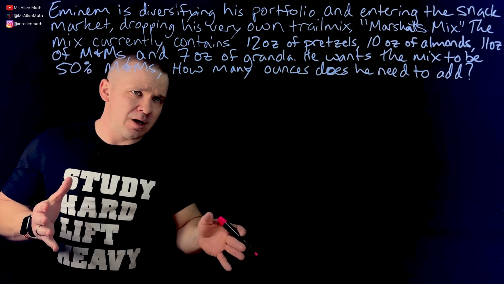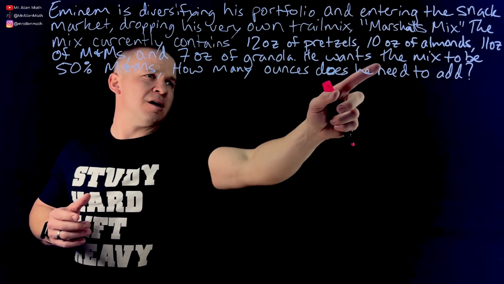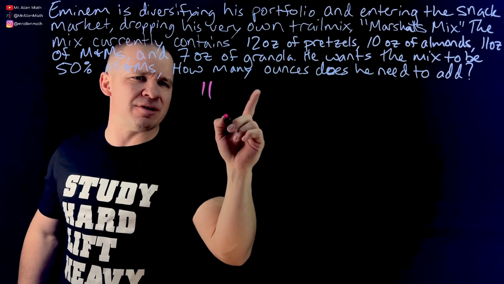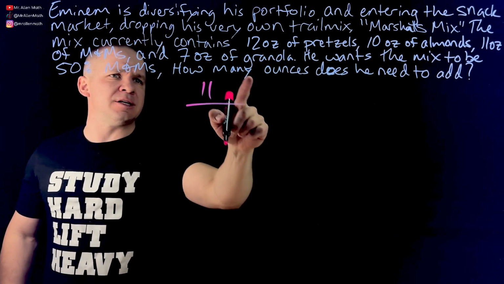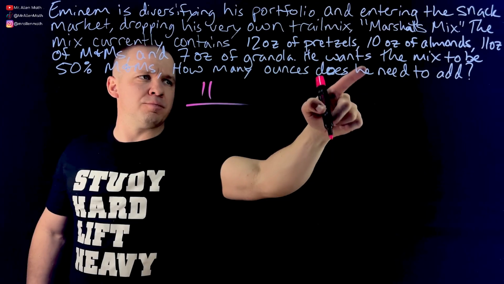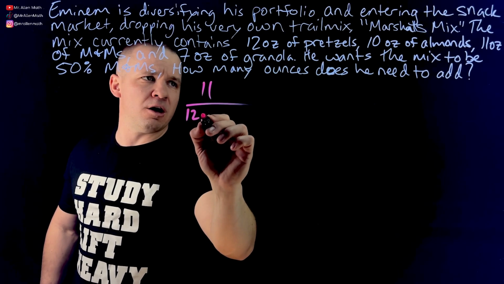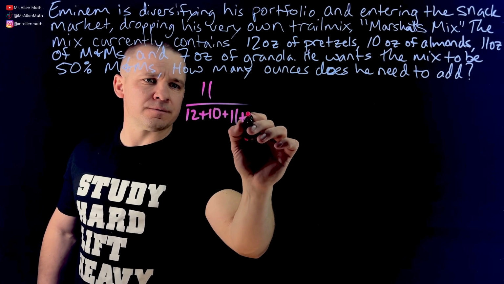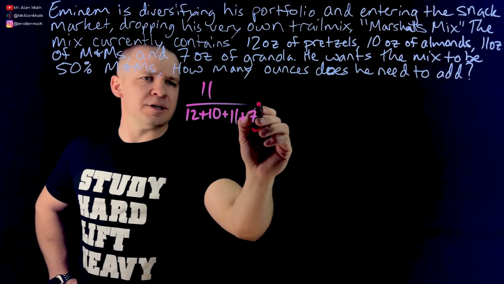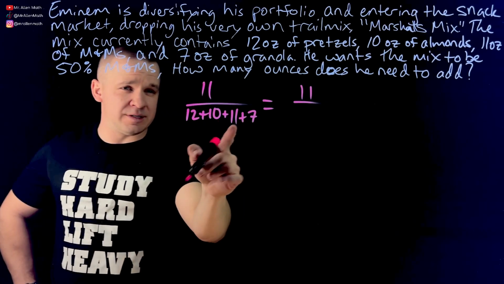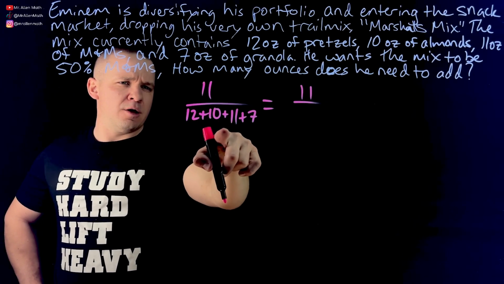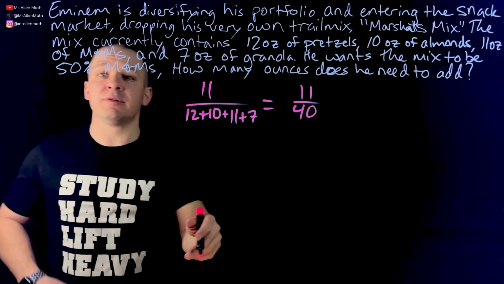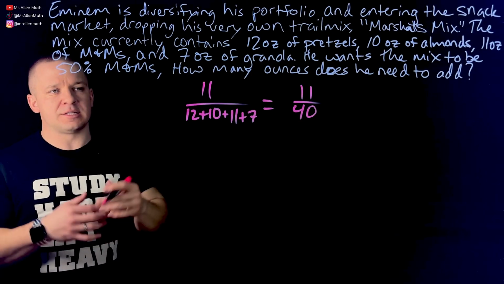So let's see here. The mixture is currently 11 ounces of M&Ms out of what, right? Let's just write this down. He currently has 11 ounces out of 12 plus 10 plus 11 plus 7. Okay. So currently sitting at 11 out of, what is that? 10, 20, 30, 40? Yeah, 40. 7 plus 1 plus 2, that's 10. And I just had the other 3 tens. That's how I did that mentally.